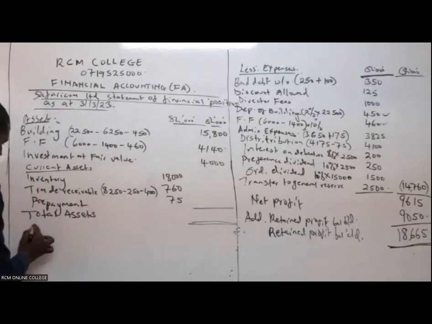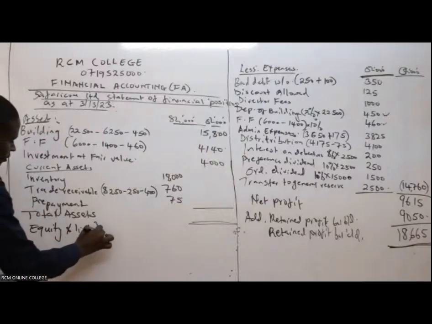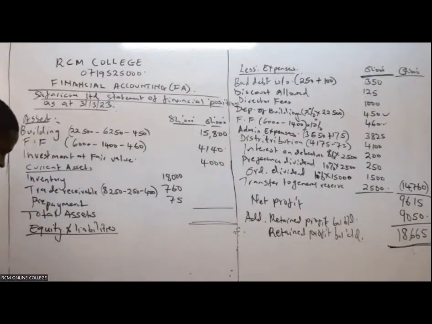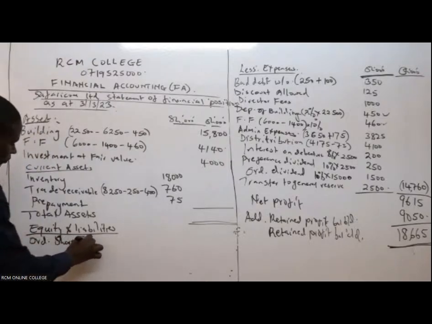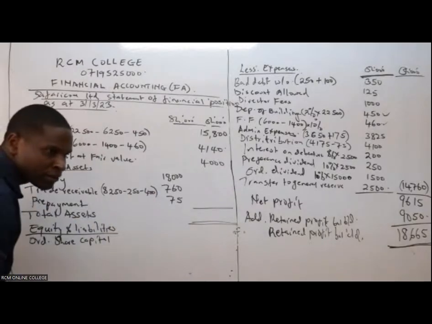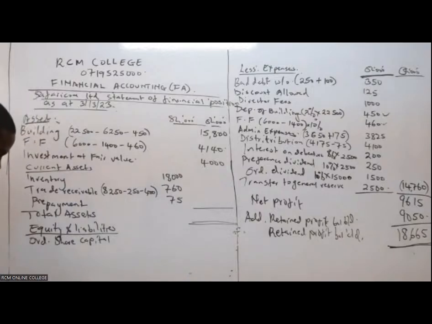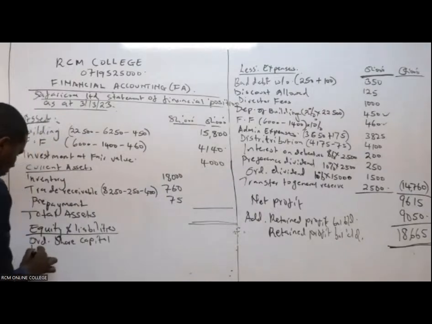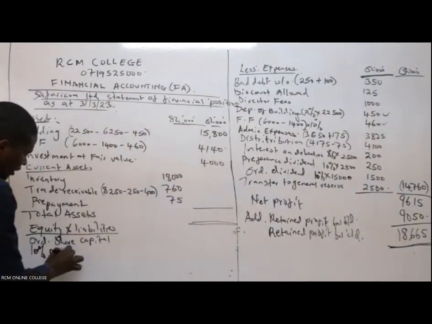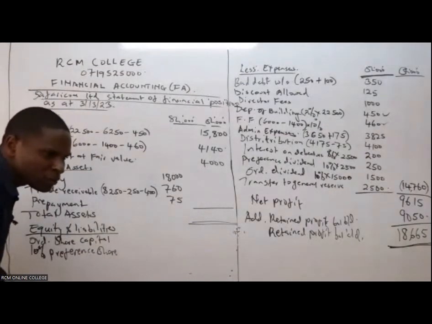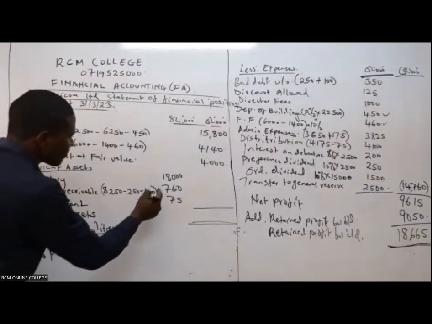Equity and liability is the next section, which we have ordinary share capital. So you're giving me the total there. Put all these here so that we get total assets. 10% preference share, these we take directly. 10% preference share. I have not yet got 39,175.